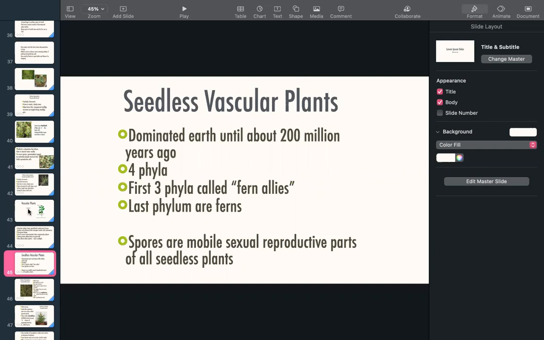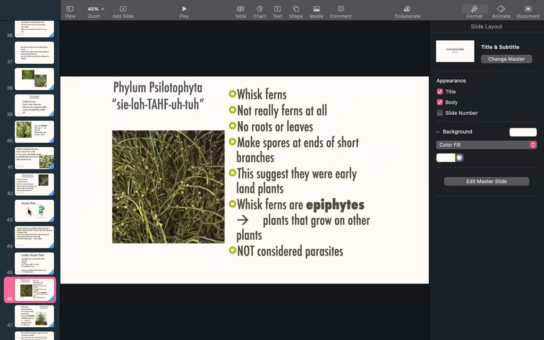So, the seedless vascular plants consist of 4 phyla. The first 3 phyla are called fern allies. I'm not really sure why, because they're not ferns. I guess they're kind of like ferns, but the last phylum is going to be the actual ferns. And so the seedless plants, again, because they don't have seeds, are going to reproduce by spores.